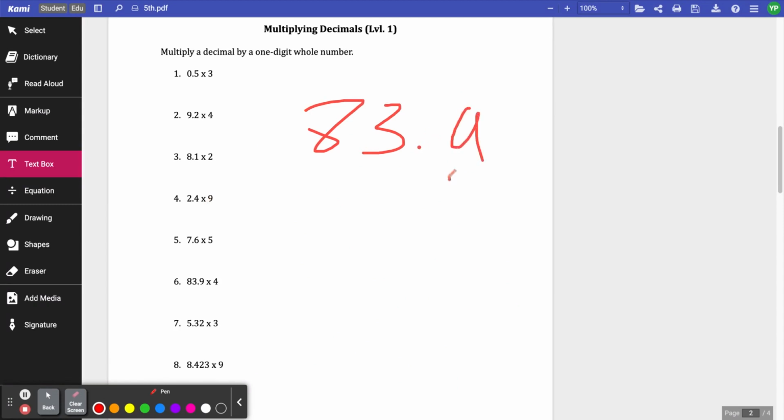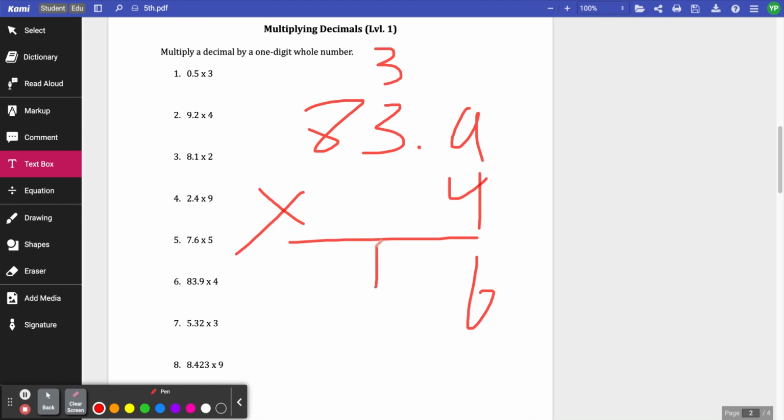Let's try number 6. 83.9 times 4. We just multiply regularly. 4 times 9 is 36. Move the 3 to the top. 4 times 3 is 12, plus 3 is 15. And 4 times 8 is 32, plus 1 is 33. And you just bring the decimal point down, so it becomes 335.6.